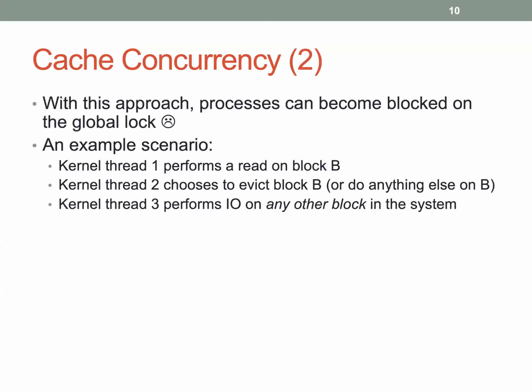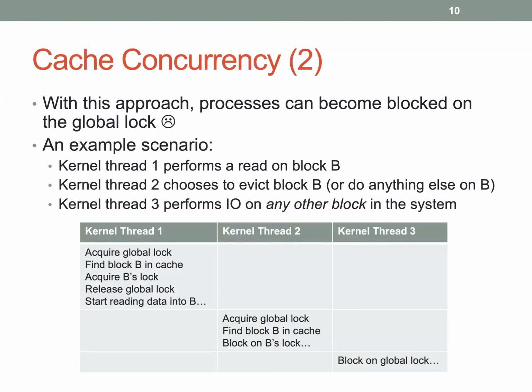So basically, here's the scenario. Kernel thread 1 performs a read on block B. Kernel thread 2 decides it wants to evict block B or anything else that it needs to do on block B. And then kernel thread 3 performs I/O on any other block in the system. And so this is the way that this scenario can unfold.